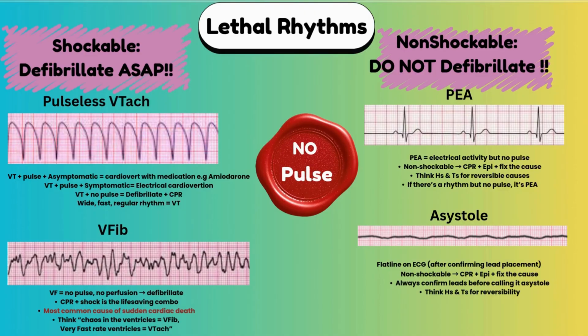Rule of thumb here, always confirm lead placements before calling it asystole or whatever type of dysrhythmia. Always assess the patient with any dysrhythmia. Don't just believe the monitor. Assess your patient. Make sure they are symptomatic or not symptomatic. Make sure they have a pulse or if they don't have a pulse. Check causes. Try to fix the causes behind the dysrhythmias. Is it because they are hypothermic, they are hypovolemic? Is it because they are acidotic? Try and fix the cause. Okay.